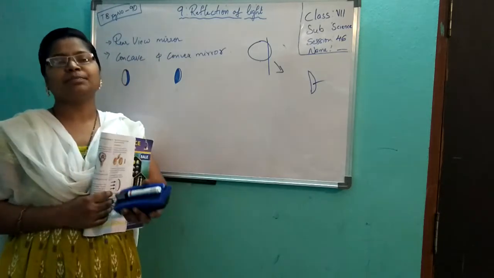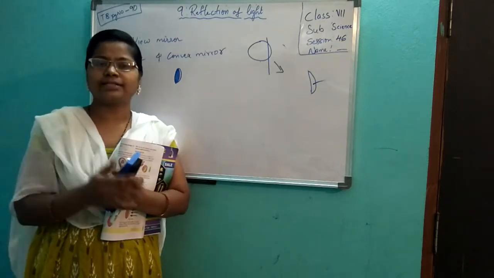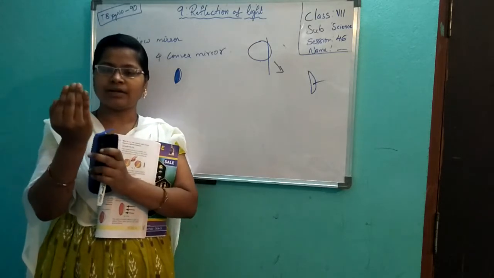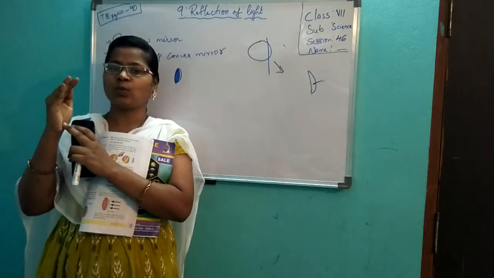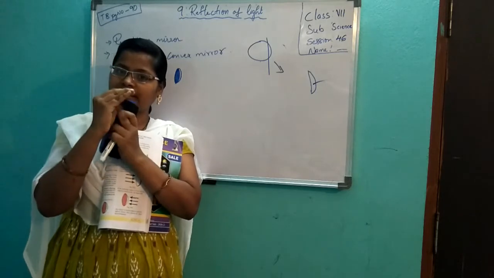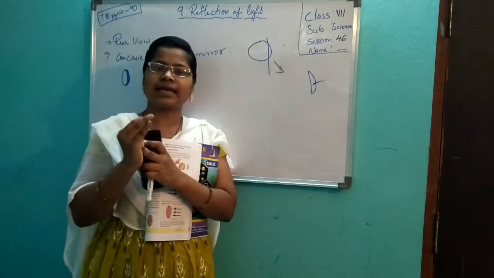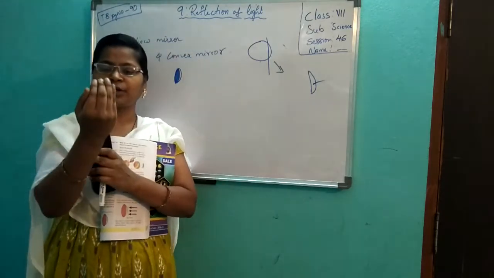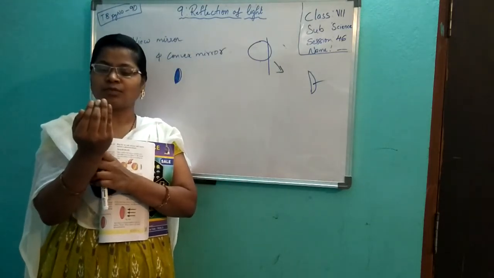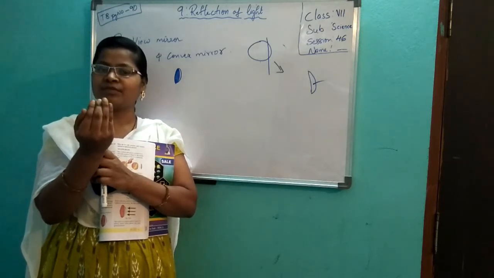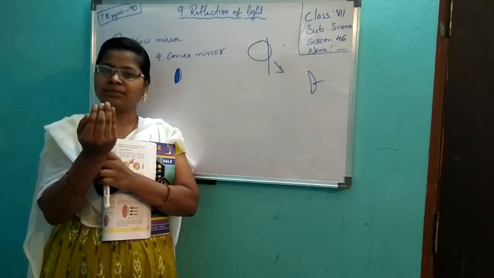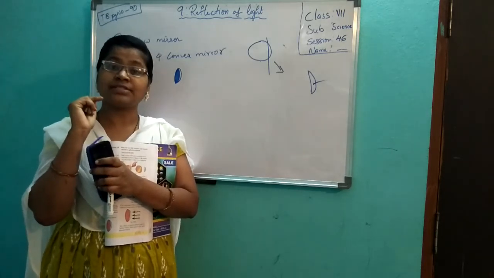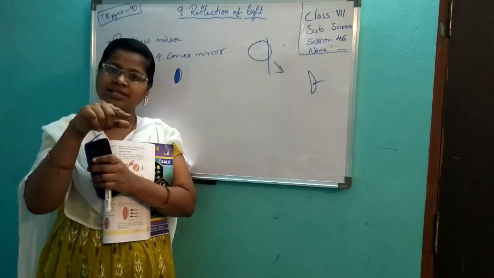Okay. A very simple example is your spoon. Take a spoon and hold it like this. This is the concave. This side it is like a cave, no? So this is concave. When you keep your spoon like this and watch it, you will see an inverted image. Inverted means reverse image. Yes or no?